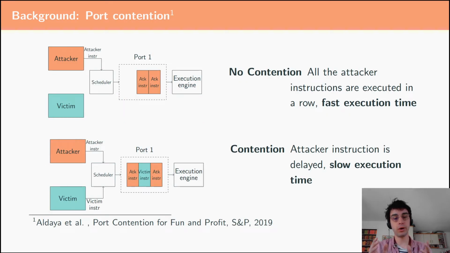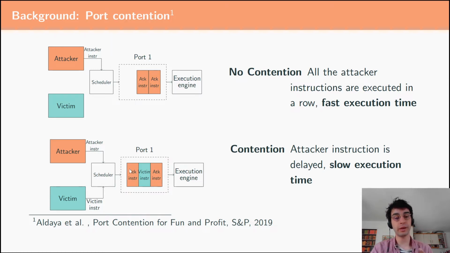And at the very core of port contention, as theorized by Aldaya et al. in 2019, it's just using these ports as a bottleneck because they can let through a single micro-operation per cycle. So if in this scenario we have an attacker and a victim, both sitting on a single physical core, the attacker will repeatedly call a specific instruction creating port 1 micro-operations, so it will fill the port 1 queue with his instructions. In this scenario, he's alone to do it, so everything is executed in a row, resulting in a fast execution time.